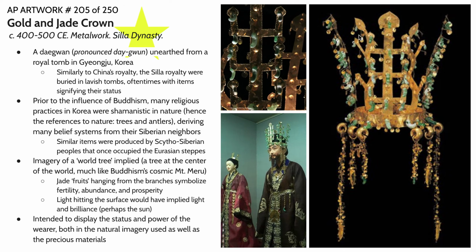And you can see these little comma-shaped pieces of jade that are coming off of the tree. These are meant to represent fruits. Oftentimes they're associated with fertility and abundance. There's also these two antler-like projections that are coming off of the sides of this particular crown right here, and it is thought that these antler-like projections were intended to resemble the antlers of deer and other four-legged animals that would have occupied this region.